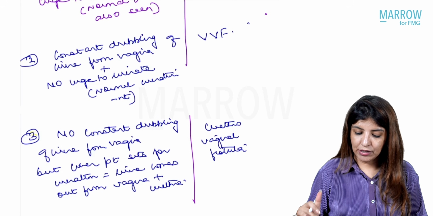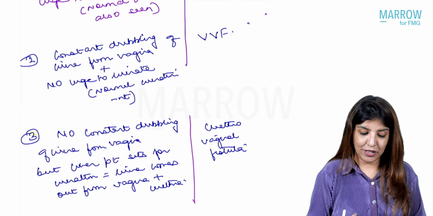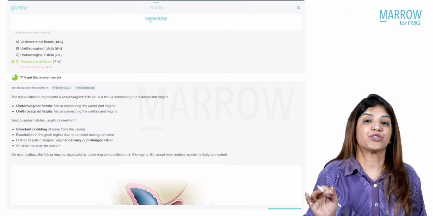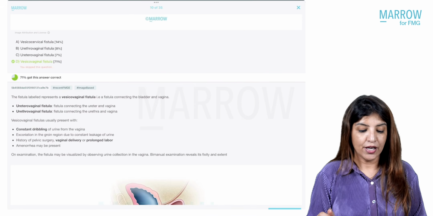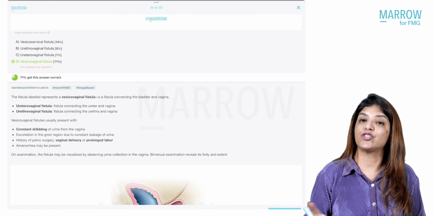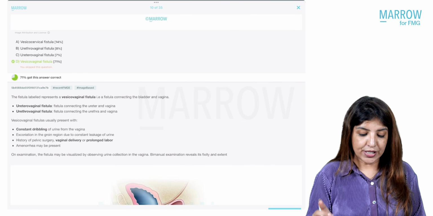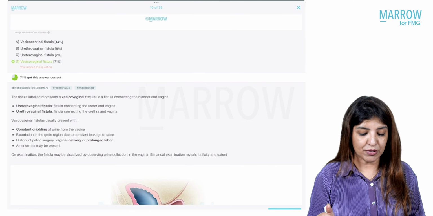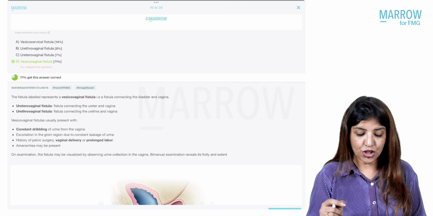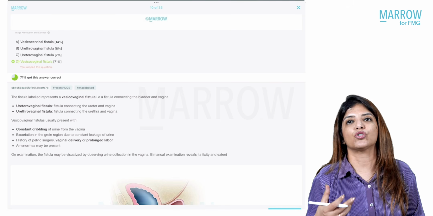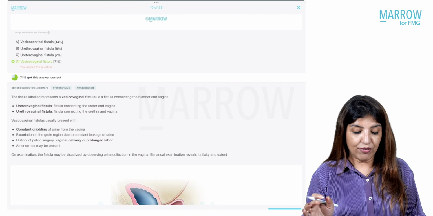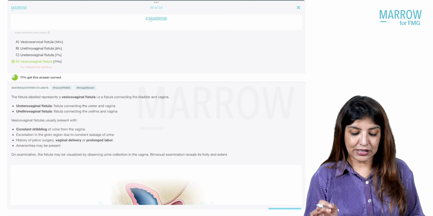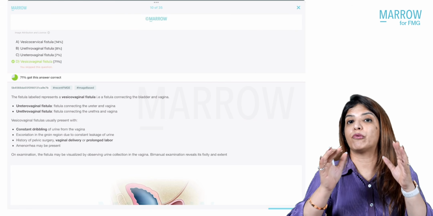So let us see what is written in your explanation. In explanation, it is written that ureterovaginal fistula connects ureter and vagina. Urethrovaginal fistula connects urethra and vagina. Vesicovaginal fistula usually presents with constant dribbling of urine from vagina. Excoriation in the groin region. Obviously, if there is constant leakage of urine, there will be excoriation in the groin region. There will be history of pelvic surgery, vaginal delivery or prolonged labor.